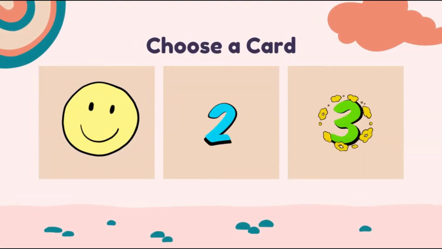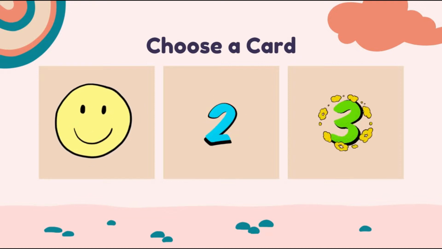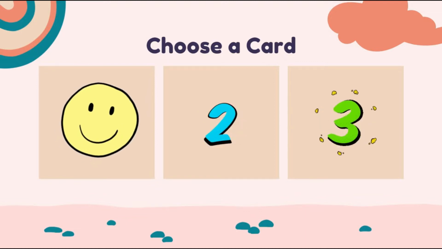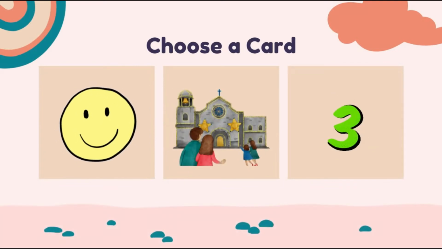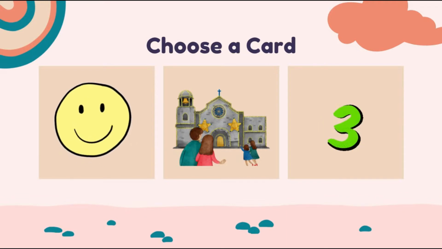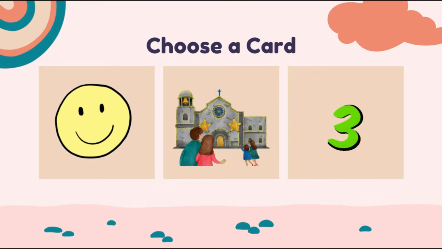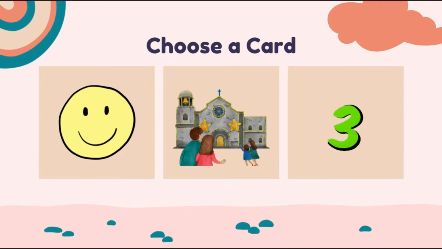Again, you can now choose a number. Okay, number 2. Number 2, here it comes. Oh, what can you see in the picture? Nice. It shows people visiting the church. Now, the question for this is, what day do you visit the church? Okay, that's great. She said, I visit the church on Sundays.